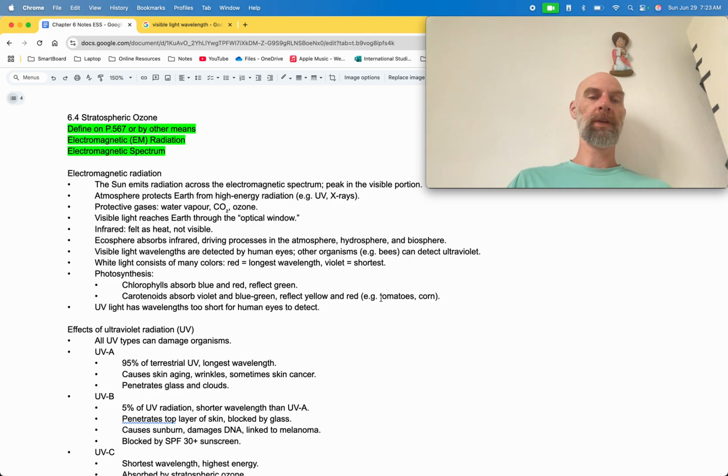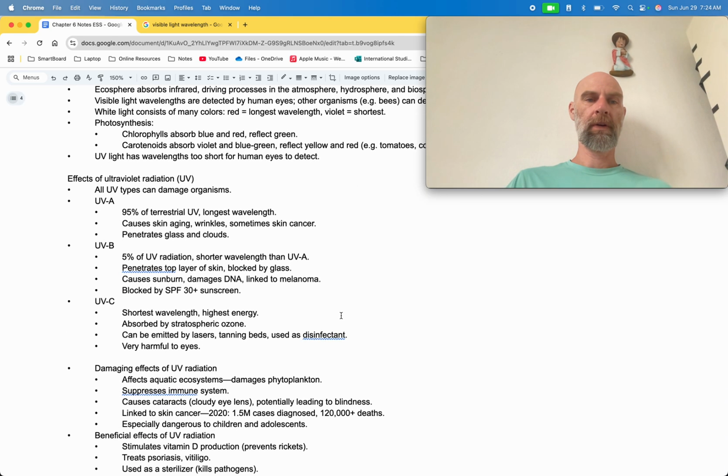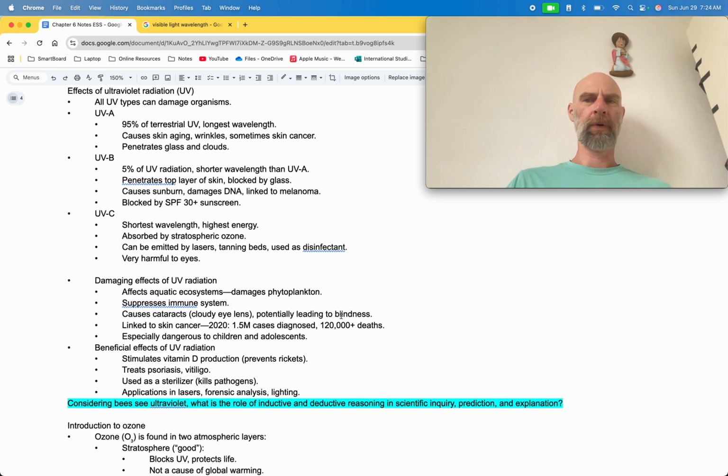So UV light has wavelengths too short for human eyes to detect. So the wavelengths are just too close together. So we cannot see UV light. I cannot stress that enough. Although it does not really come on to questions, I will say for ESS.